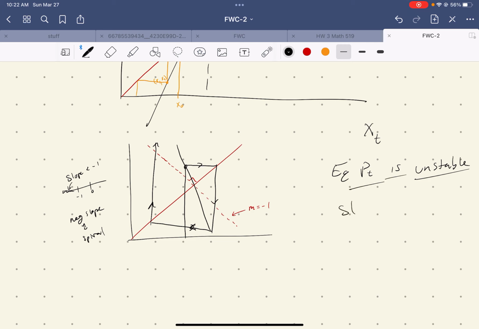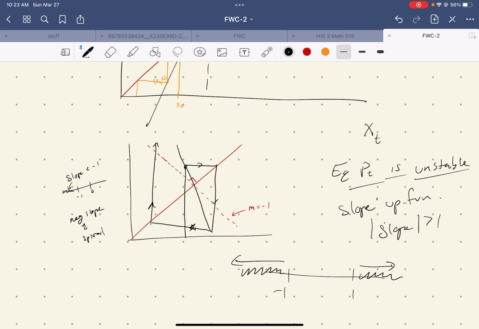And the slope of my updating function is, well, let's do this. So the slope in absolute value is bigger than 1. So here's my number line, here's positive 1, here's negative 1. My slope lies in this region over here. I'm either bigger than positive 1 or less than negative 1. Okay, that's the unstable scenario.